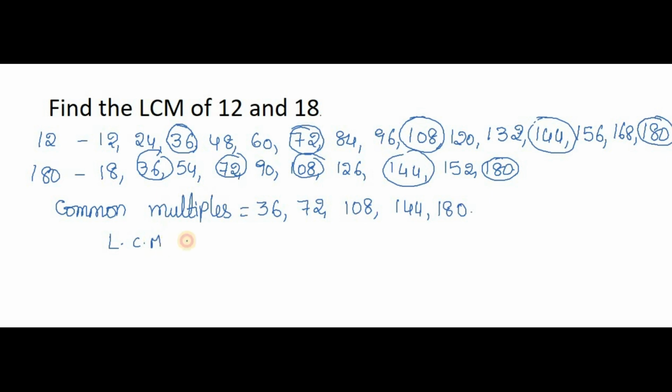So here LCM is nothing but least common multiple. Among the common multiples, the least one is your LCM, nothing but your 36.